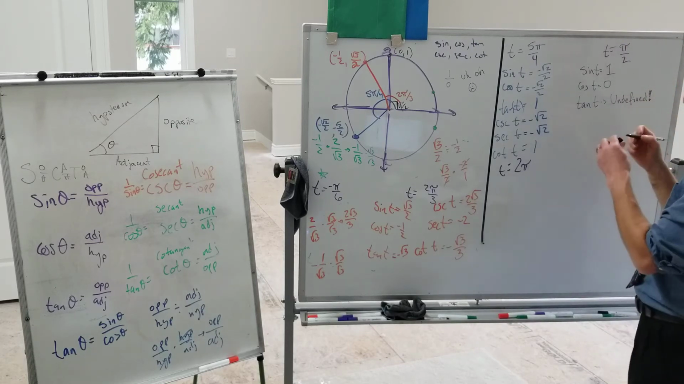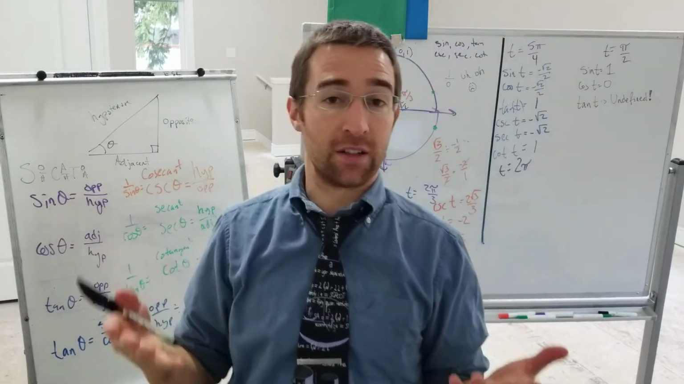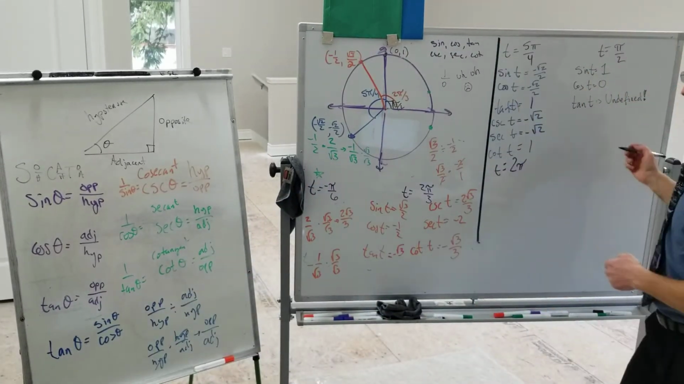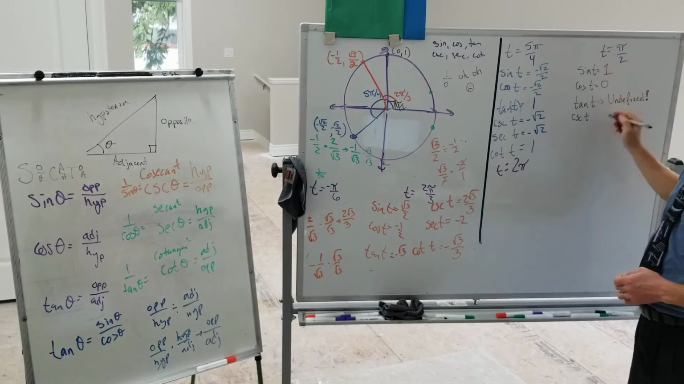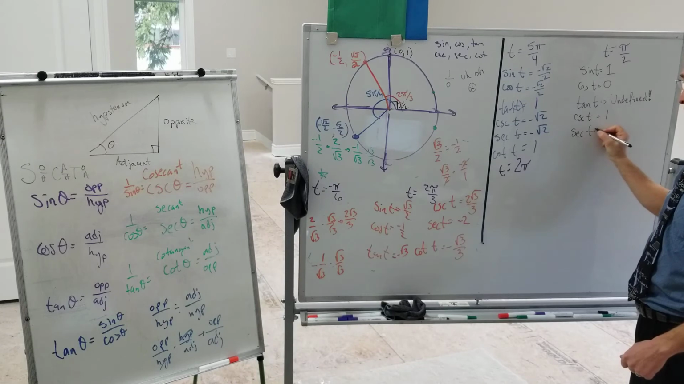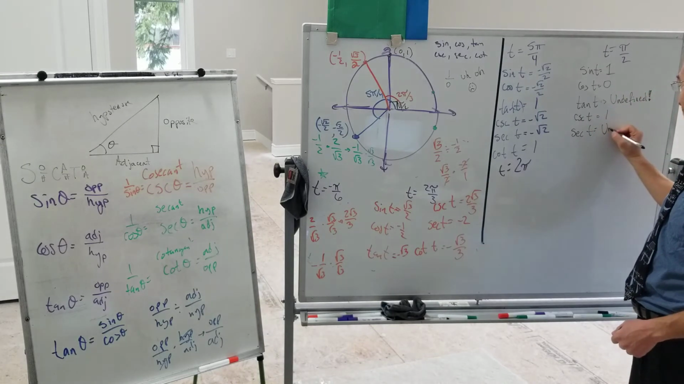It's undefined because, remember, it's a slope, and the slope of a vertical line is undefined, right? So we're dividing by 0 here. We can't do that. All right, so now let's say, what's the cosecant of t? Well, it's 1 divided by sine, which is 1. What's the secant of t? It's 1 divided by cosine. What's 1 over 0? It's undefined.